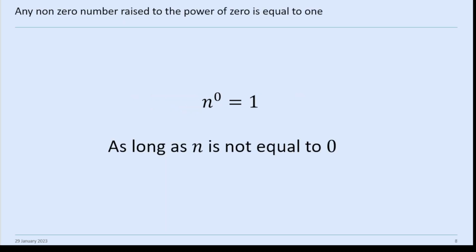Any non-zero number raised to the power of 0 is equal to 1. So n to the 0 equals 1 as long as n is not equal to 0. If n is equal to 0, then you can't really calculate it. It's a bit like 0 divided by 0. It doesn't really have a value.